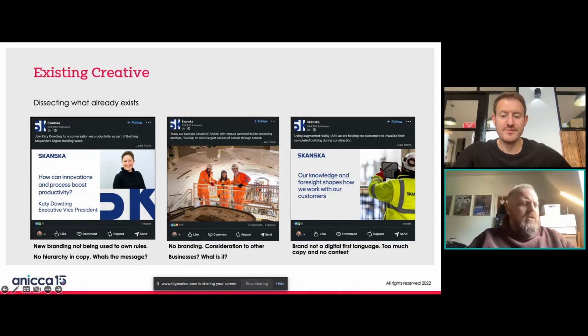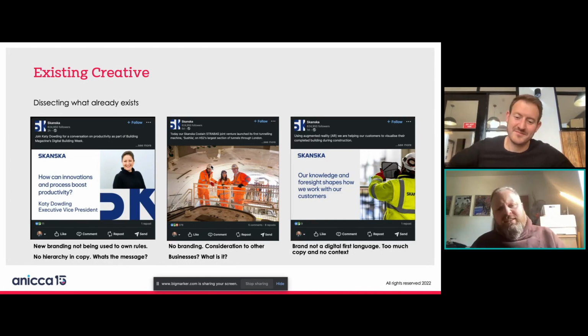Second one, no branding within this particular asset. And so you're offering consideration to others. Actually, it's a HS2 shot. It's not Skanska at all. So Skanska have gone out of their way to actually give consideration to HS2. What do you want me to do? What do you want me to do with this asset? It's just a plain image.